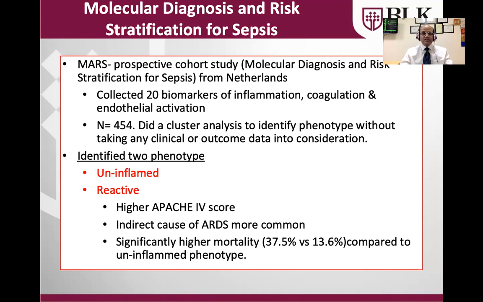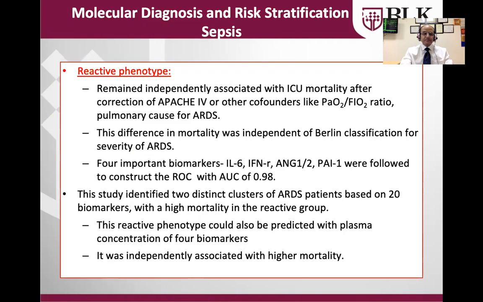MARS was another study, molecular diagnosis and risk stratification of sepsis. This was a Dutch study. They collected 20 biomarkers of all variety, and they did a cluster analysis to identify phenotypes without looking at the clinical or outcome data. They found 2 distinct phenotypes, uninflamed and reactive. Reactive ones had higher APACHE II and APACHE IV scores. They were mostly indirect ARDS, and they had significantly higher mortality compared to the uninflamed phenotype.